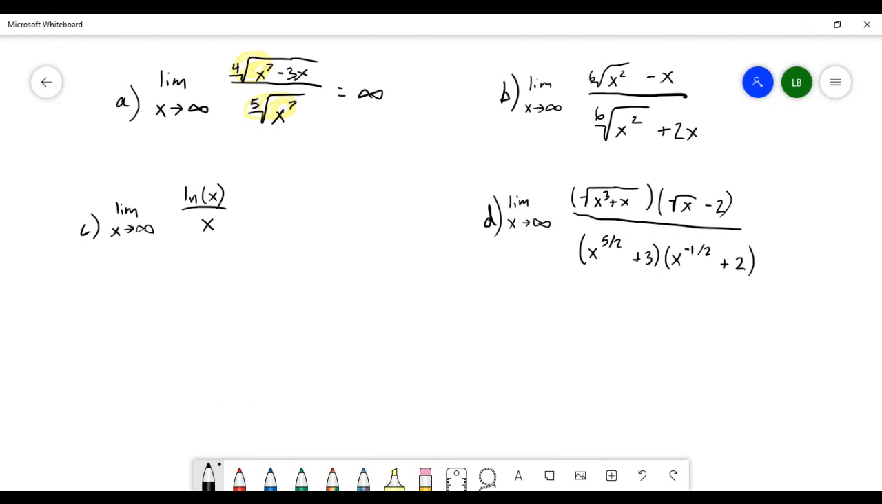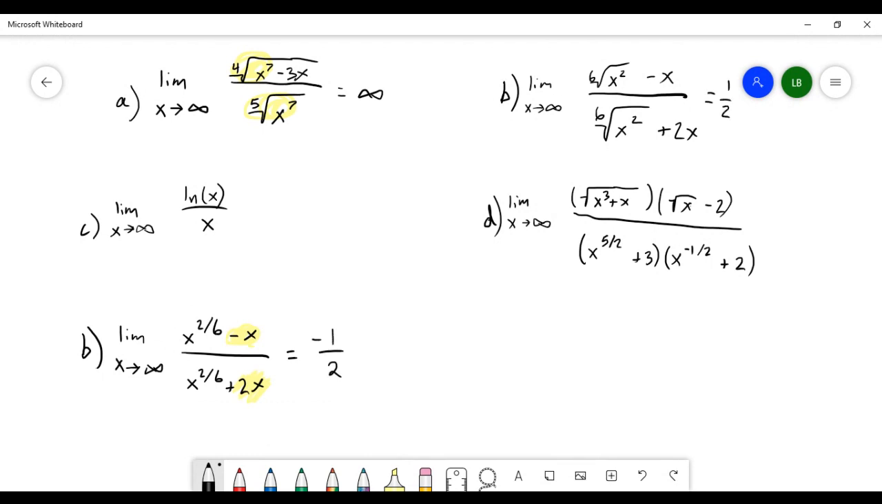For B, B is a little trickier because if I rewrite it as the limit as x approaches infinity, we can say that the first is x to the 2 over 6 minus x over, again, x to the 2 over 6 plus 2x. But in this case, x to the 2/6 isn't our largest term. You can actually see that this x here and this 2x here are going to be our largest on top and bottom. So this one is actually -1/2.